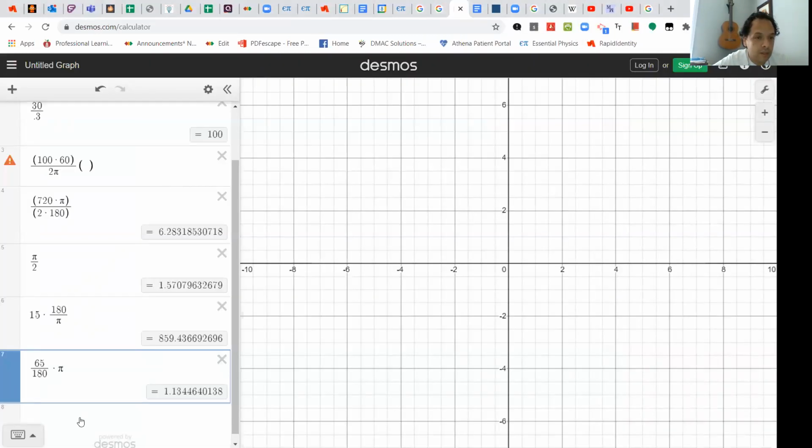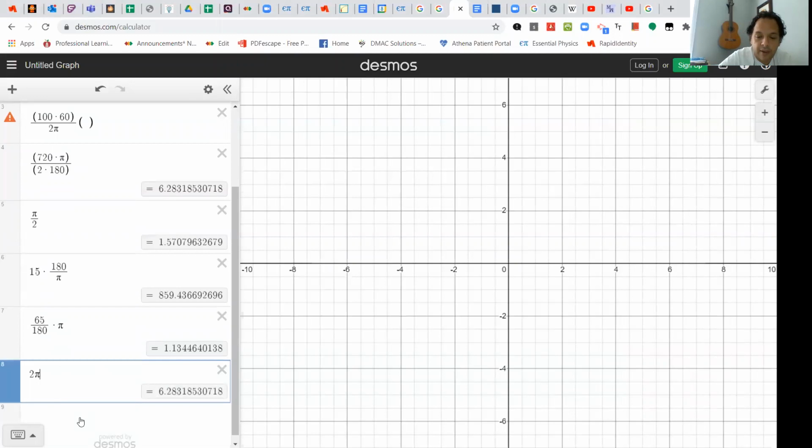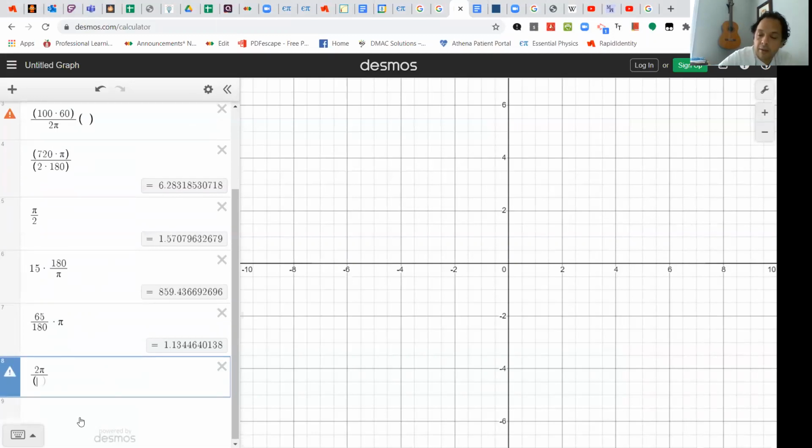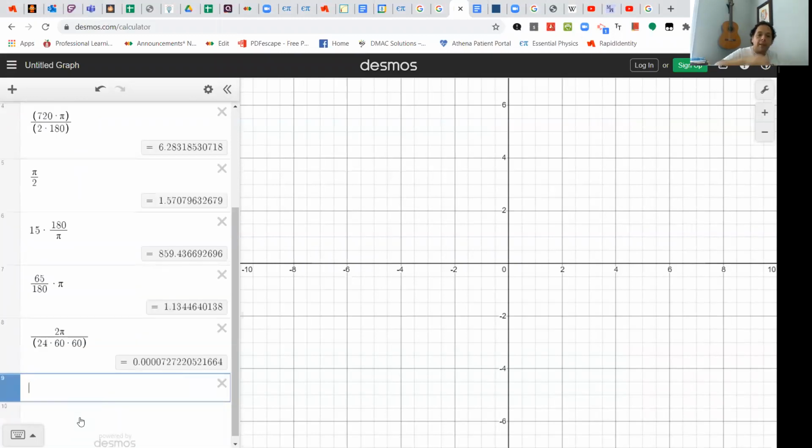So, 2 pi, so here you just have to type in 2 pi divided by 24 times 60 times 60. And then it gives it to me in a long decimal. So I would accept this answer. You could just put that answer in there. I changed it into scientific notation. And we're probably going to play with that too, do some examples of scientific notation. But I would accept this answer.